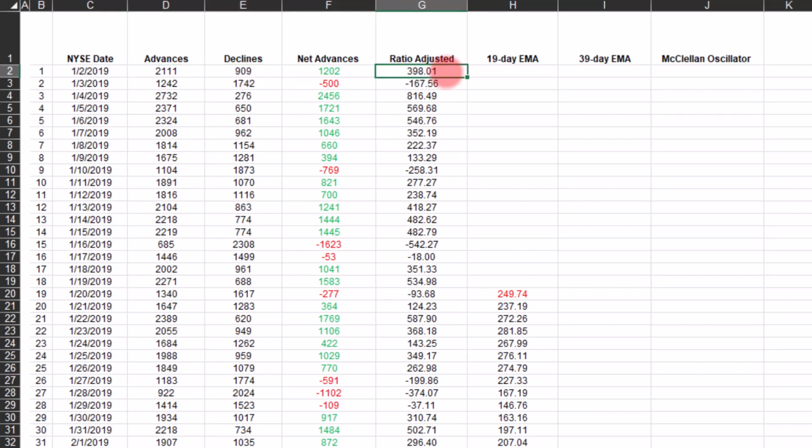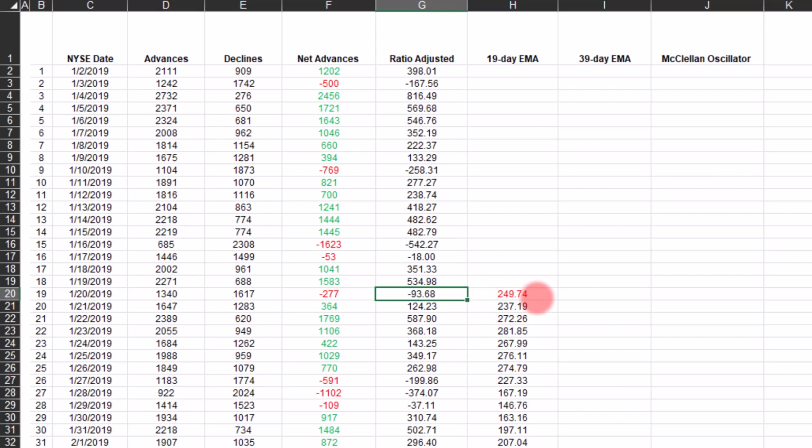Now in this case, they just multiply it by 1,000, so it's really showing 39.8% would be the way that you would really interpret that. So once we have this, it's pretty simple. We just copy that formula all the way down. So right there we have our ratio adjusted data.